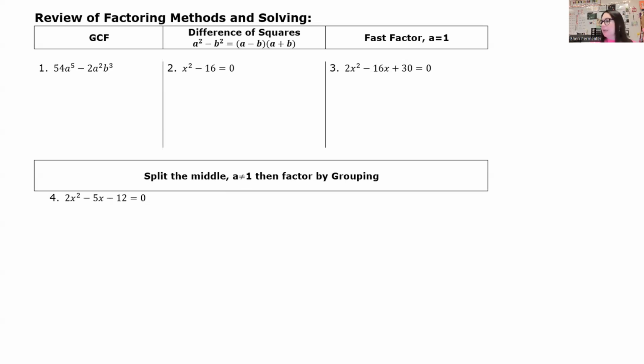So the first question, it's a GCF question. You look at both terms and you want to find the greatest common factor. You can look at the numbers and the variables. So what's the biggest number that I can divide out of 54 and 2? 2. So I'm going to pull out a 2. Do both terms have an A? Yeah. What's the most amount that I can pull out? 2 of them. And do both terms have a B? No, so I can't pull a B out.